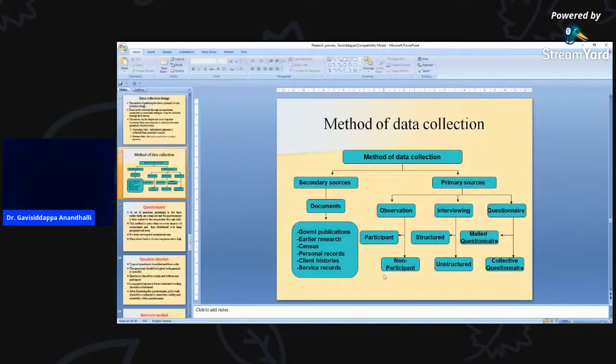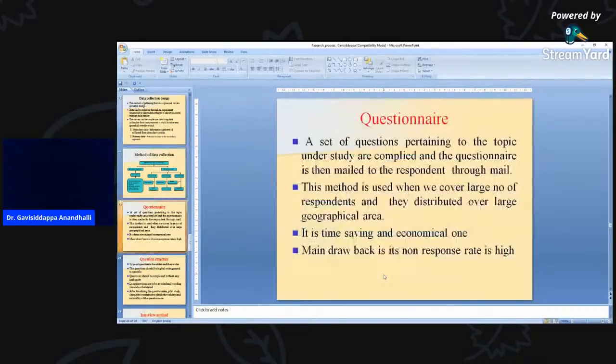If you are conducting research with uneducated or less educated people, they are not in a position to fill up the questionnaire, so you can conduct the interview method. And if it is for educated people, you go with the questionnaire method. Questionnaire can be divided into mailed questionnaire and collective questionnaire. Interview method is divided into structured interview and unstructured interview. Observation is divided into participant and non-participant.